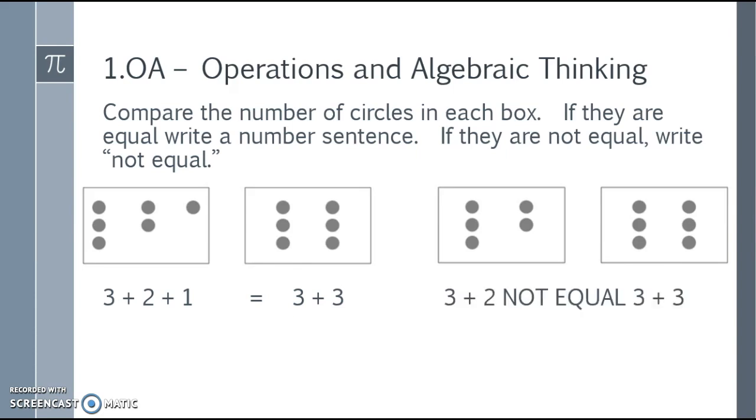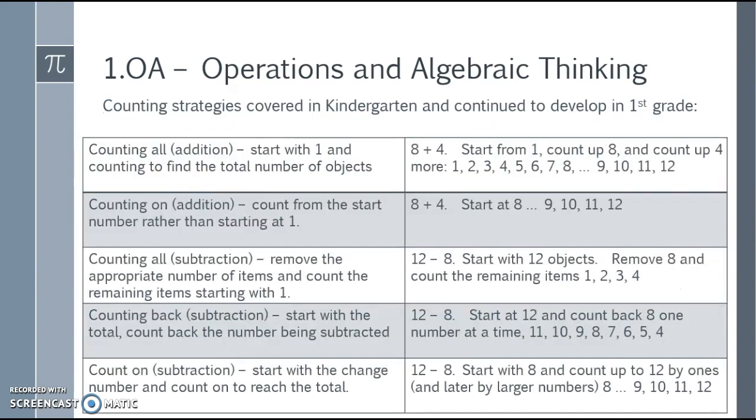These are in fact not equal, because on the left we've got 5 dots, and on the right I see I have 6. Which leads us into ways and strategies for counting.